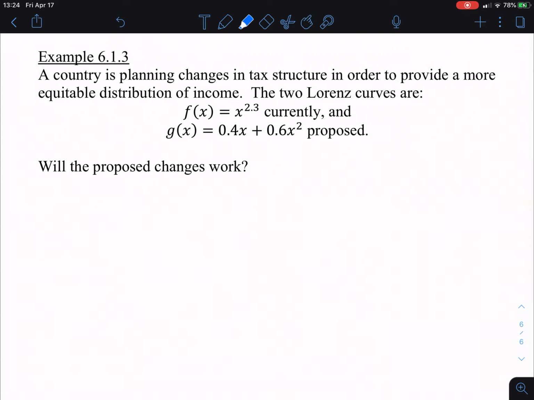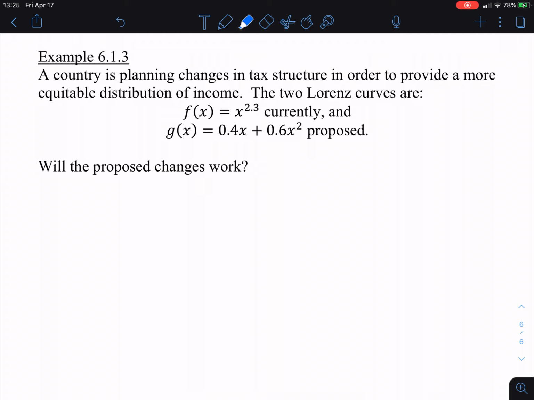In this example, a country is planning changes in its tax structure in order to provide a more equitable distribution of income. So the two Lorenz curves that they have: their current one is f of x equals x to the 2/3 power, and the proposed one is g of x equals 0.4x plus 0.6x squared. And the question is, will the proposed changes work?